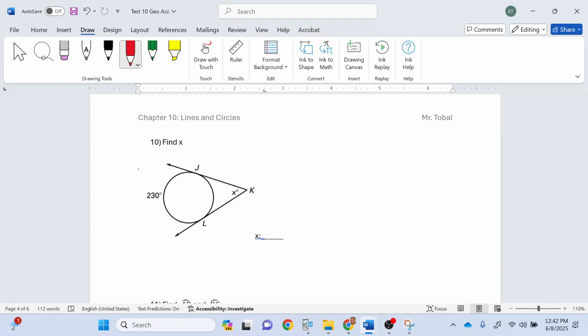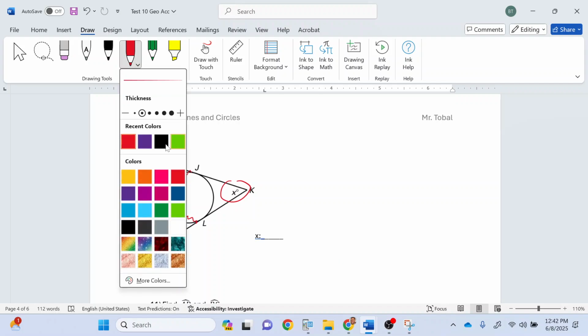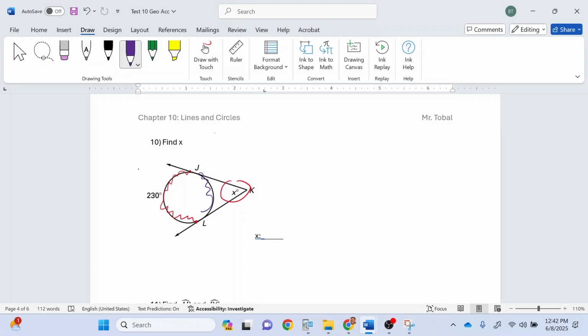All right. This one, again, is an angle on the outside of the circle, so it's big minus small. But again, Mr. Tobel is pretty tricky. I gave you the big arc. Yeah, I didn't give you the small arc. So how do you find the small arc? Well, you should know all circles are 360. So if this is 230, this leftover stuff will be 130. So it's going to be 230 minus 130 divided by 2 equals x. 100 divided by 2 equals 50. So this is 50.